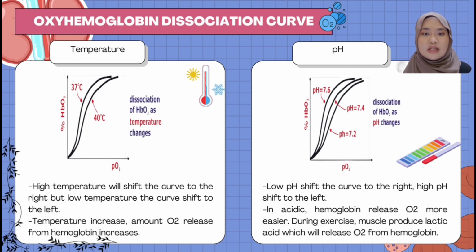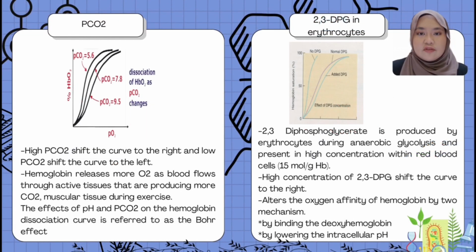High temperature will shift the curve to the right, but low temperature will shift the curve to the left. Temperature increases, so the amount of oxygen released also increases. In pH, low pH will shift the curve to the right, and low PCO2 will shift the curve to the left.